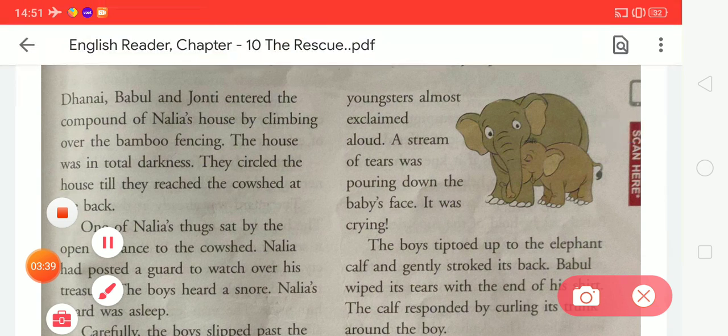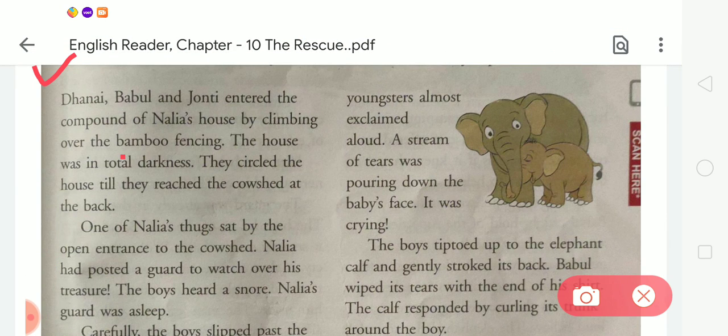First Dhanai, Babul and Jaunty enter the compound of Nalia's house by climbing over the bamboo fencing. The house was in total darkness. They circled the house till they reached the cow shed at the back. Here you can see it is a baby elephant and it falls in a hole. The baby elephant falls down in a hole and the greedy villager whose name is Nalia catches the baby and decides to sell the baby elephant.